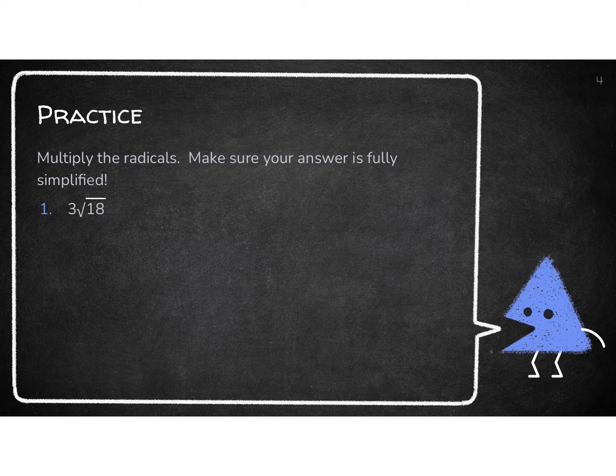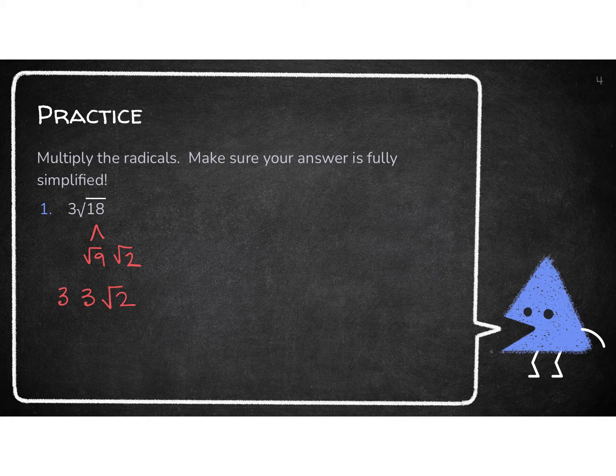So let's look at this first example here. I have 3 square root of 18. The first thing I'm going to do is try to simplify, because that's always the first thing I check. Can I simplify? I know that I can simplify 18 into the square root of 9 and the square root of 2. So I have this 3 out front that I'm going to bring down, and I know that the square root of 9 is 3. So I'm going to have that and then the square root of 2.